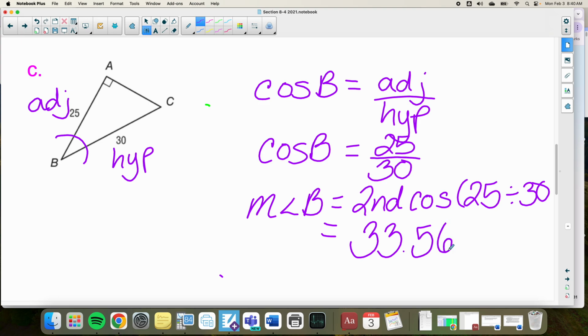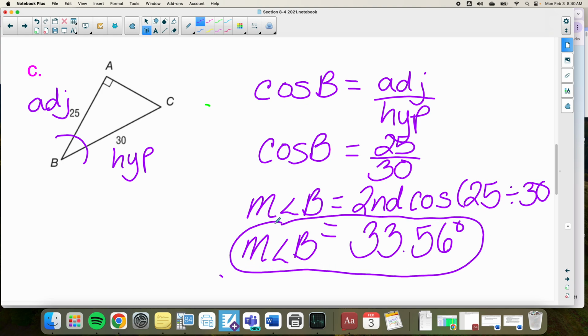So do you guys think you'll know when you use cross products and when you use second tan? Yeah. Cross products when you're looking for a side. Second tan when you're looking for the angle.